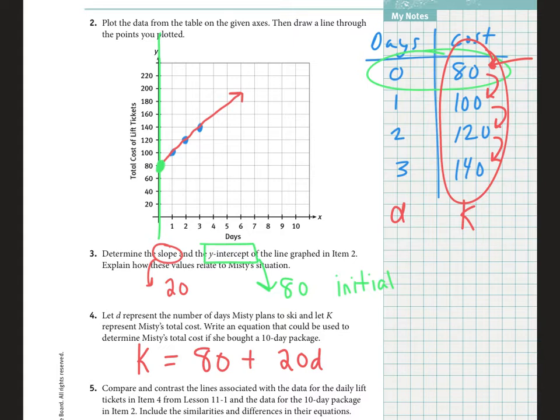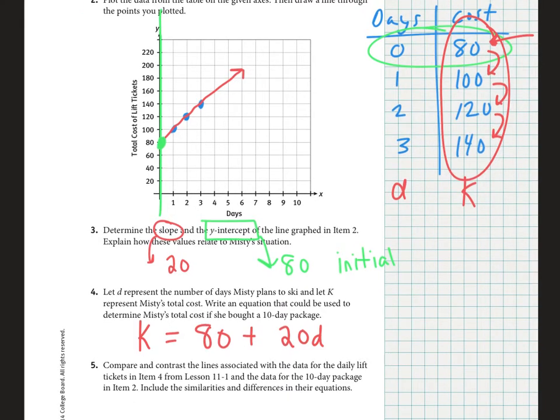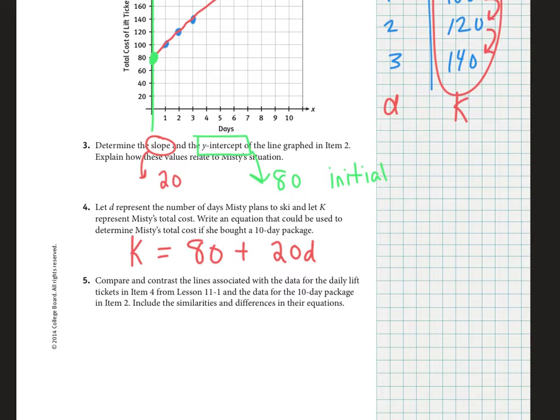All right, so number 5, let's compare and contrast the lines associated with the data for the daily lift ticket that we did in the previous section. So we'll go back and revisit that with the one we just did here. So in the previous section, for that equation, the cost using that model, the daily plan, which we saw in the first section, right? Her cost for that was just $30 per day, so times the number of days.